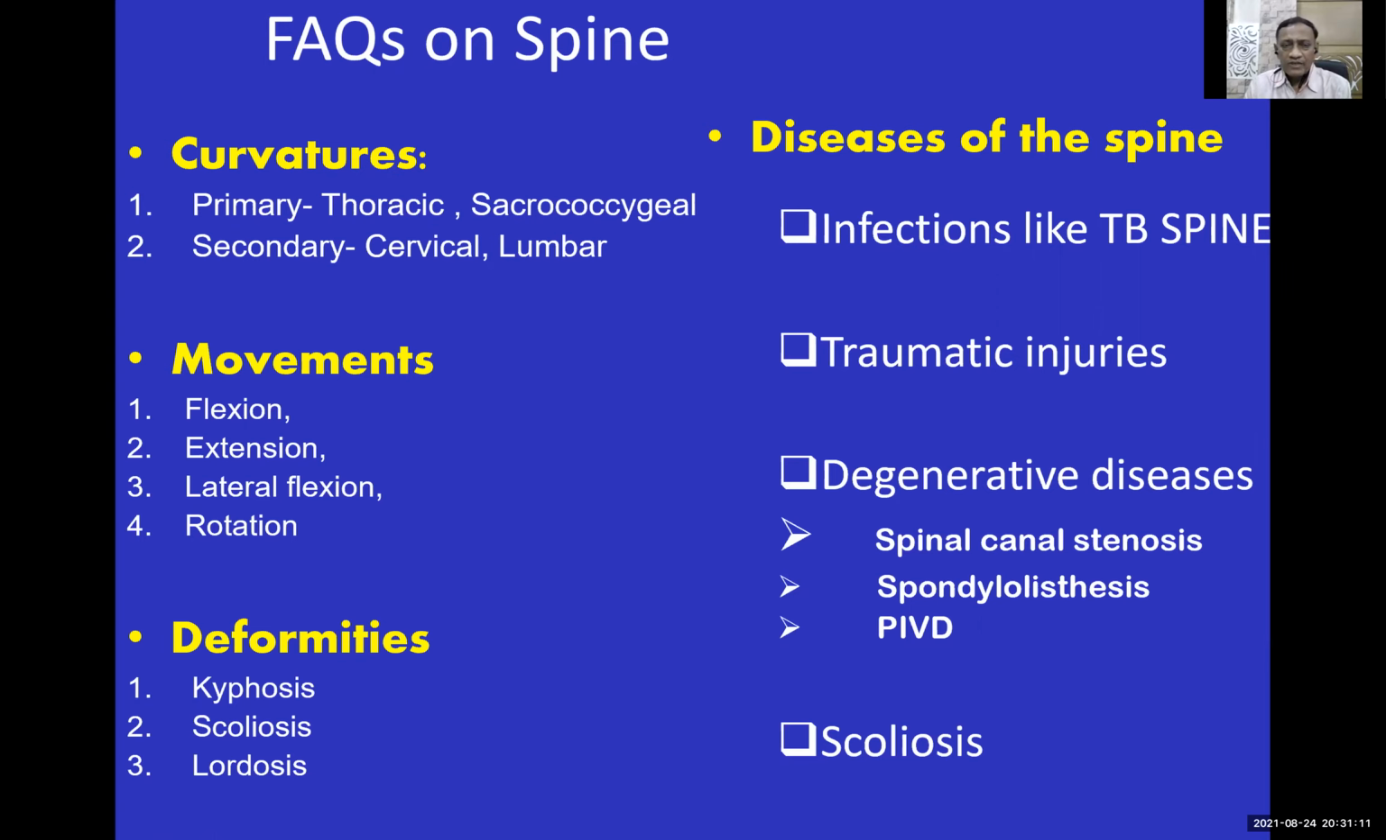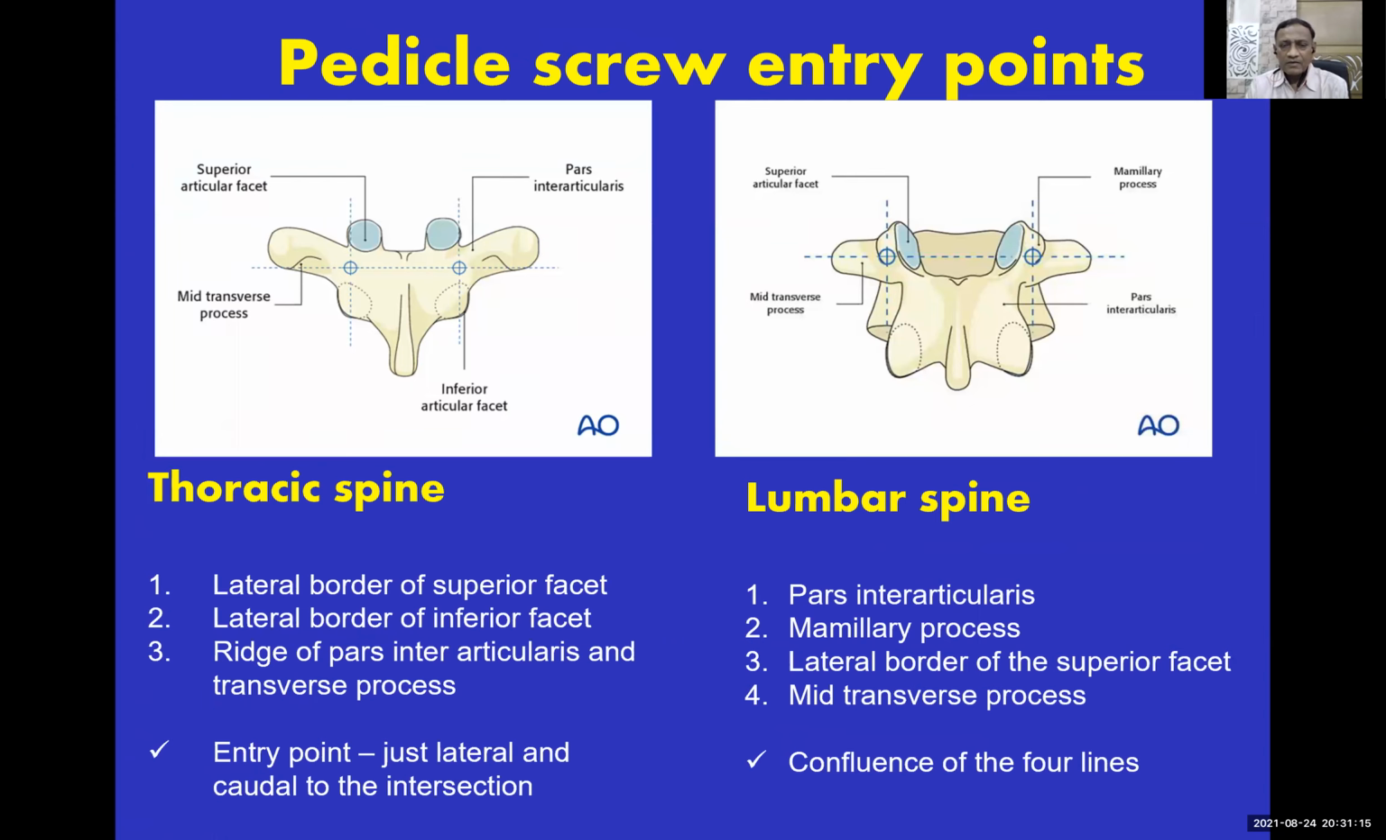Then the most important thing in spinal surgery is pedicle screw insertion, because most of the surgery, even corrective scoliotic surgery, or if you want to fix a fractured spine, or fix an infected lesion or degenerative lesion, this is the basis of pedicle insertion. You must know it. They will ask you certainly.